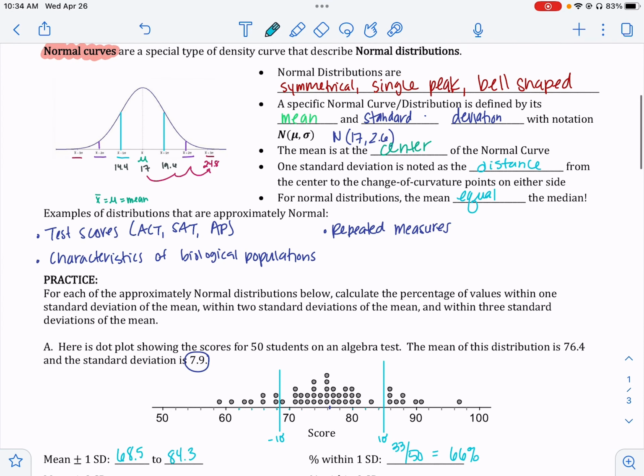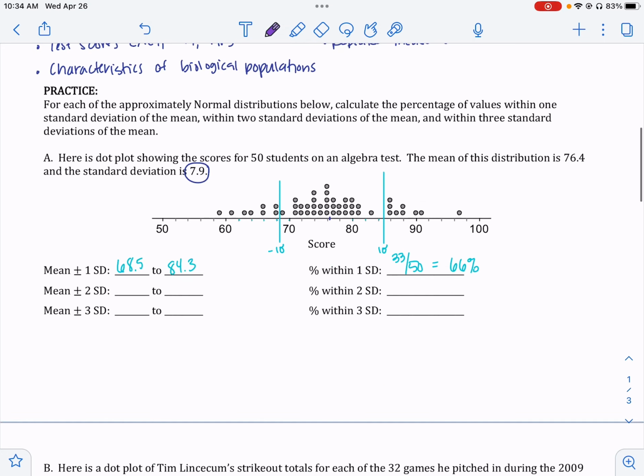And that's kind of what we see here. That is 66, which is a large percent. And so that's what we would see here. That's the first step that we did. But now we've got to do 2 standard deviations away.